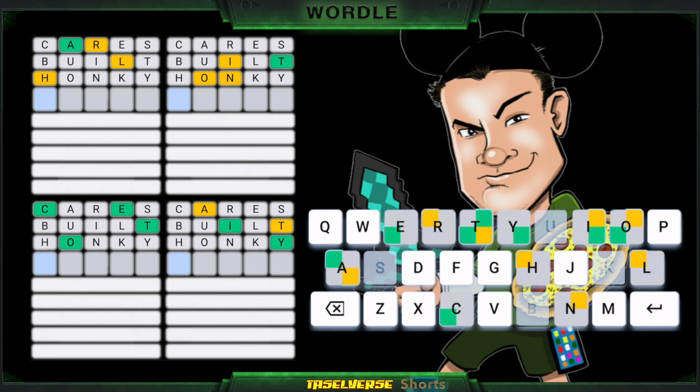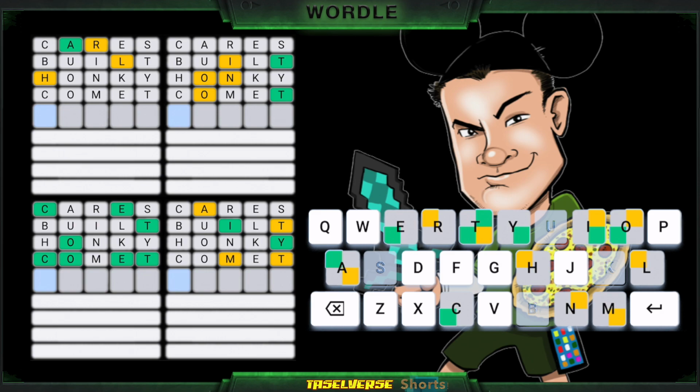So we'll start off in the, well, let's do the lower left. So we got C-O something E-T. So, C-O coded? Is coded a word? Oh, comet is a word, though. Comet? Maybe? No, it's not comet. The M did give us on the other word, though, so not a complete waste.